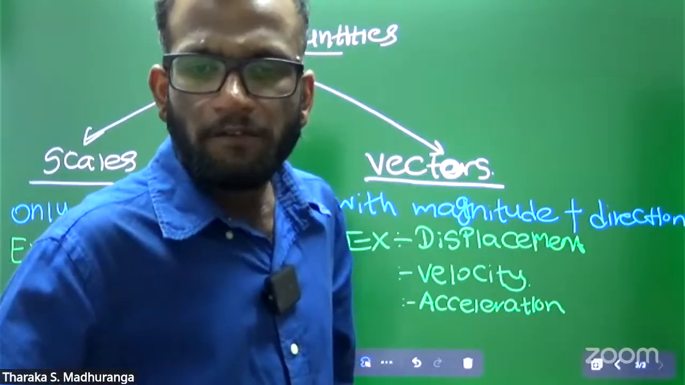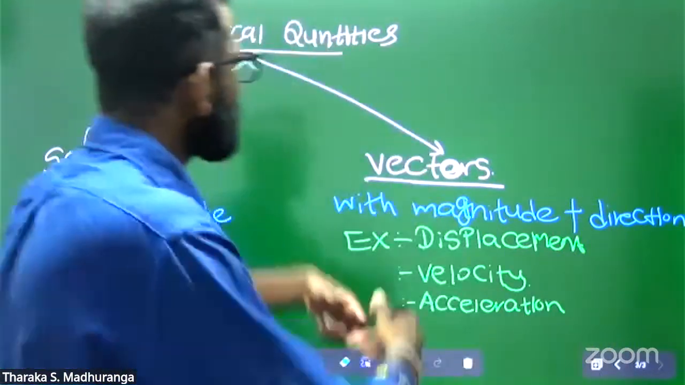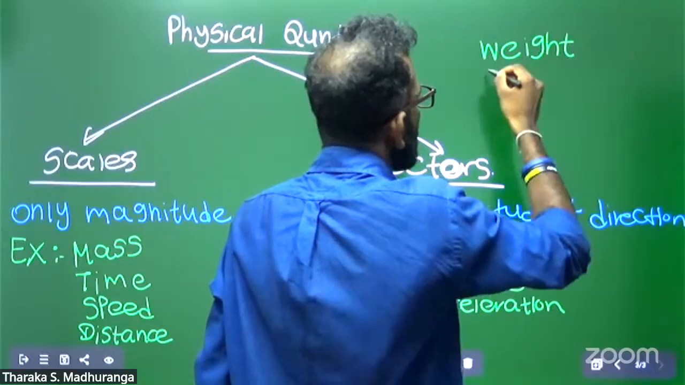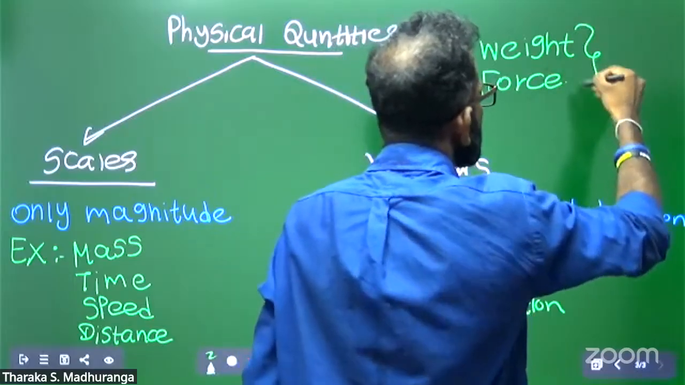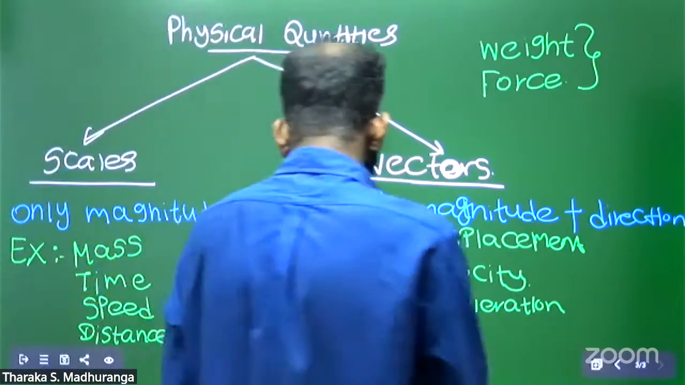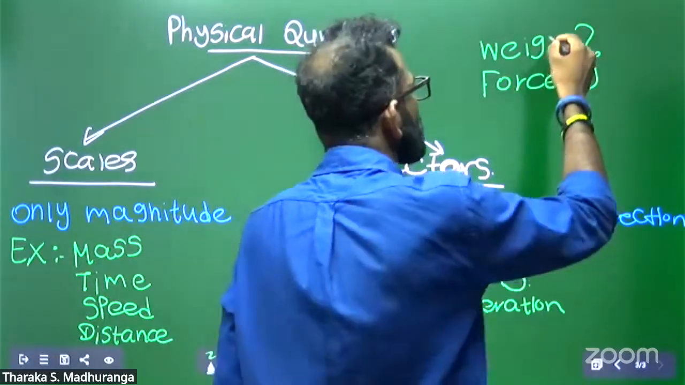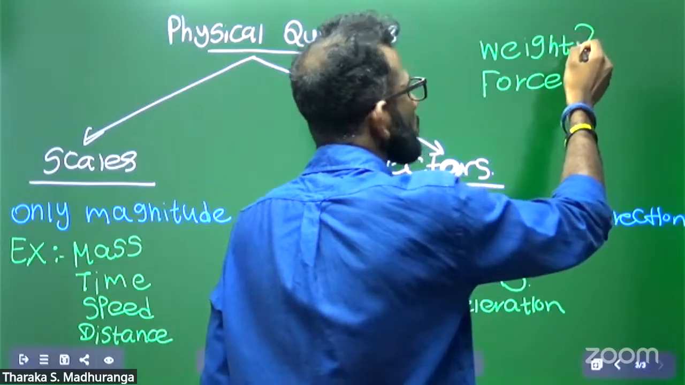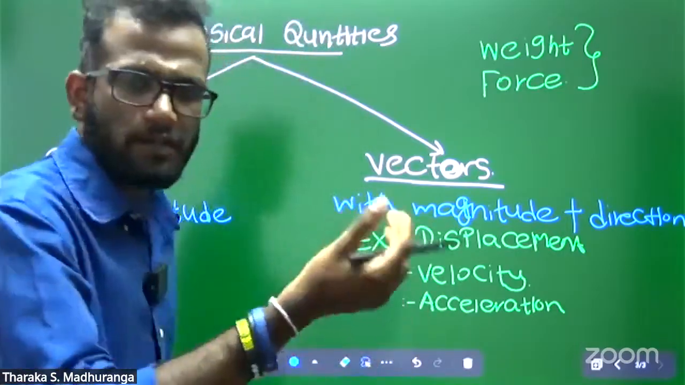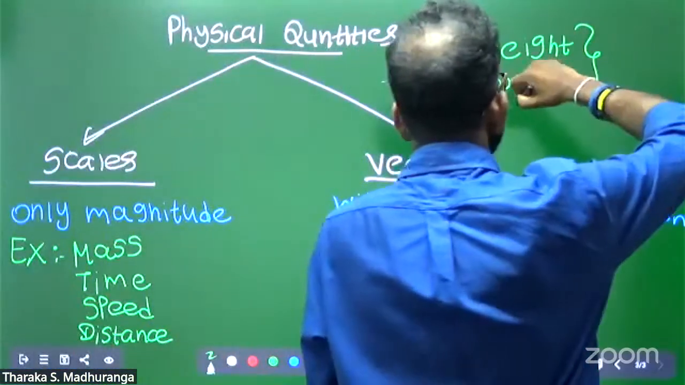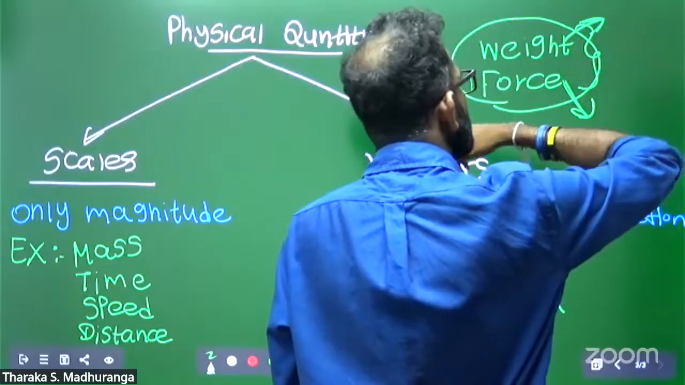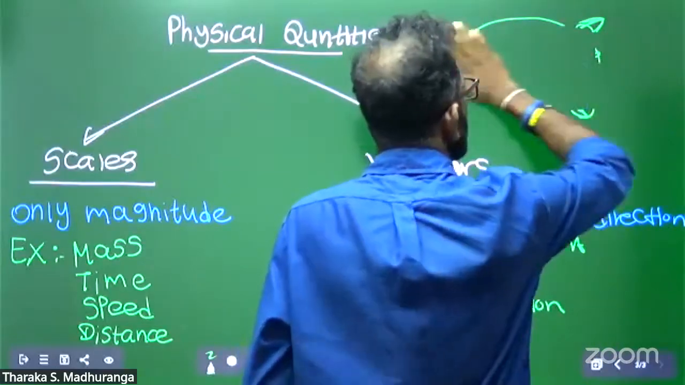Displacement, acceleration, weight, velocity, force. Your answers include weight and force both. Is it different? Weight and force. Actually, within 5 to 10 minutes, you will solve this problem. If weight is a vector, force is automatically a vector. If force is a vector, the weight is also a vector. You can solve this problem within 5 to 10 minutes.